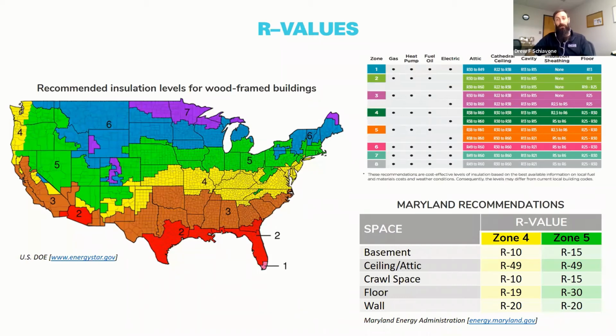So I've included those in the table in the bottom right. You can see recommendations for zone 4. For the ceiling and attic, for instance, it's recommended to have R49 insulation in your attic. And there are some other recommendations for different areas. If you want more information, you can explore the U.S. Department of Energy website, or the Maryland Energy Administration website, and they have more specifics on those R values as well.